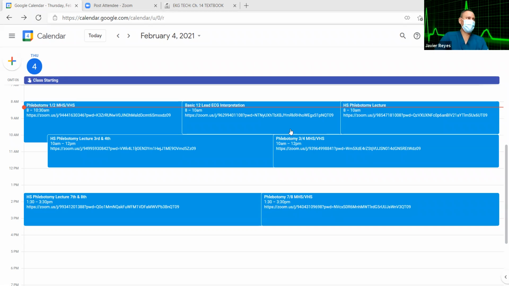Non-STEMI and STEMI heart attacks occur because of what? Incomplete occlusion of the arteries. When it completely gets occluded, then they're going to show the ST elevation.